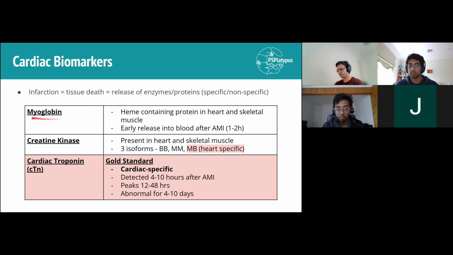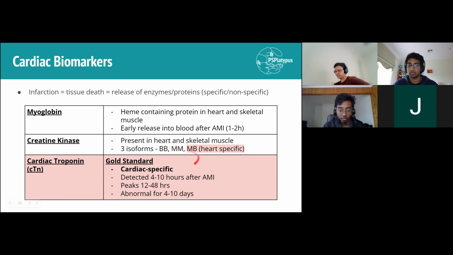For example, myoglobin is just a heme-containing protein in heart and skeletal muscle. Because it's non-specific, we don't actually know if it's specific to the heart, but it's still pretty important to look at other biomarkers. Myoglobin has early release, 1 to 2 hours after an AMI, an acute myocardial infarction. Creatine kinase is again present in heart and skeletal muscle as well. However, there's a specific isoform of creatine kinase, which is MB, which is actually heart specific. So this is pretty important for us.